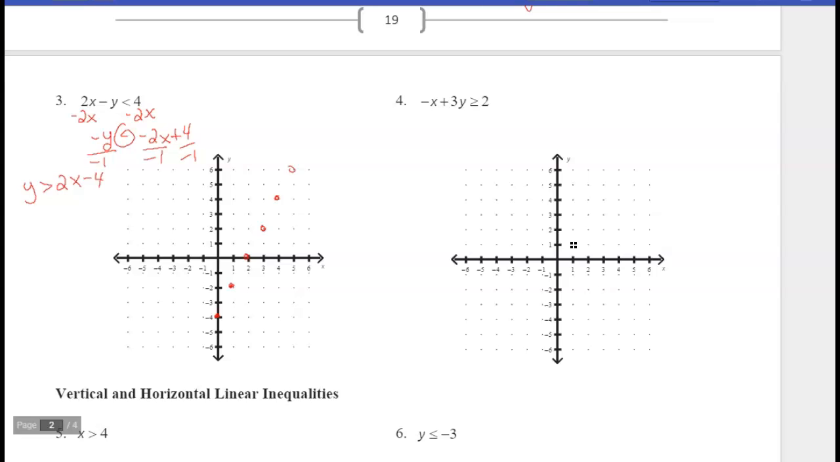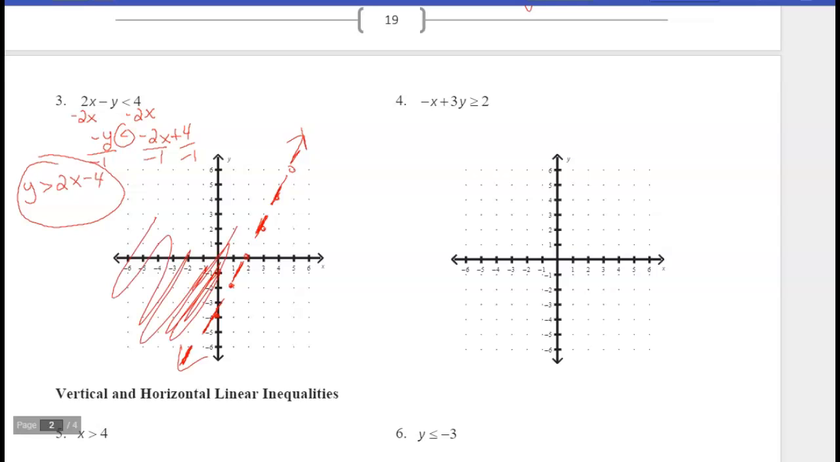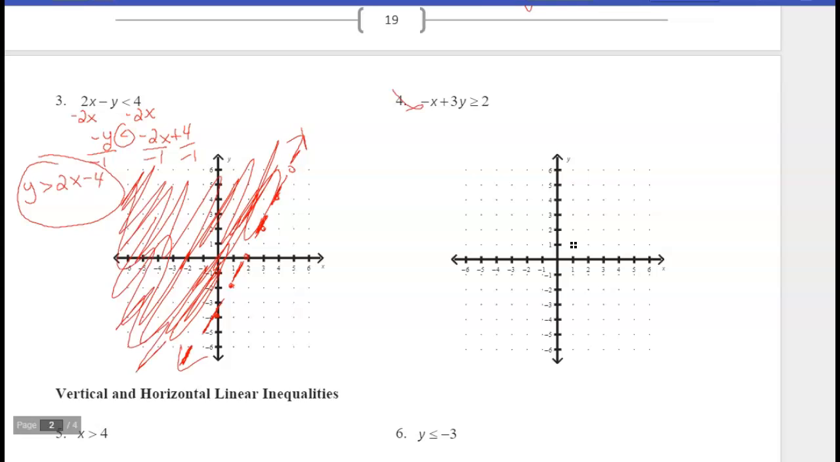And again, in this case, it is a greater than, because this is our final answer over here. So we draw our line. It is a dotted line. And again, it's greater than. We shade things that are greater than the line. We're going to skip number 4.